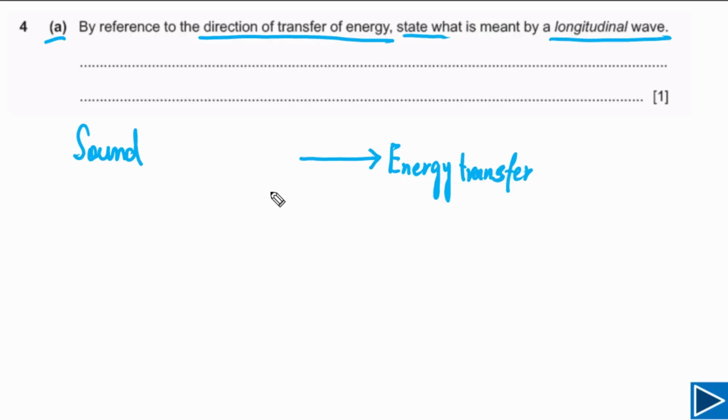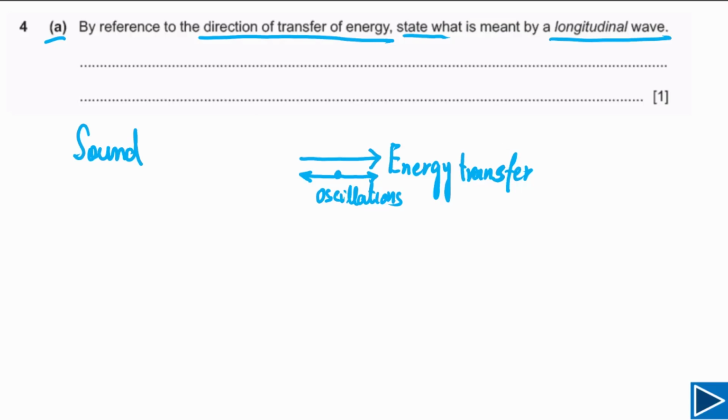Now we need to consider oscillations of medium particles. If I take one medium particle, how will this medium particle oscillate? It will oscillate to the right and it will oscillate to the left. From here simply we can say the oscillations and energy transfer are parallel. So oscillations and energy transfer are parallel to each other. And that's all what you need to write down for this question.